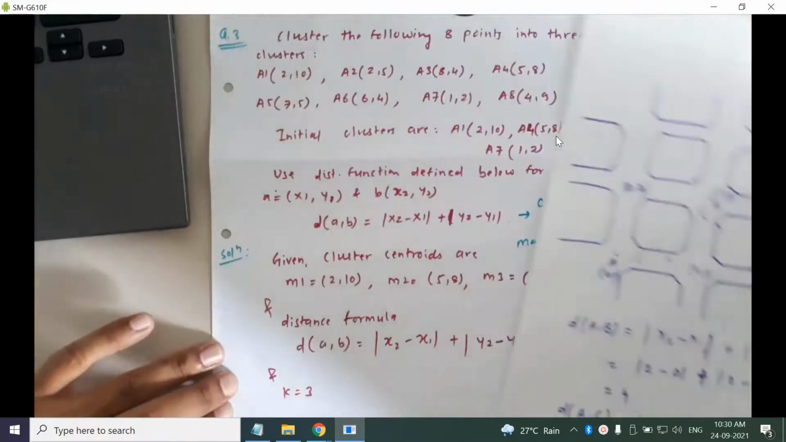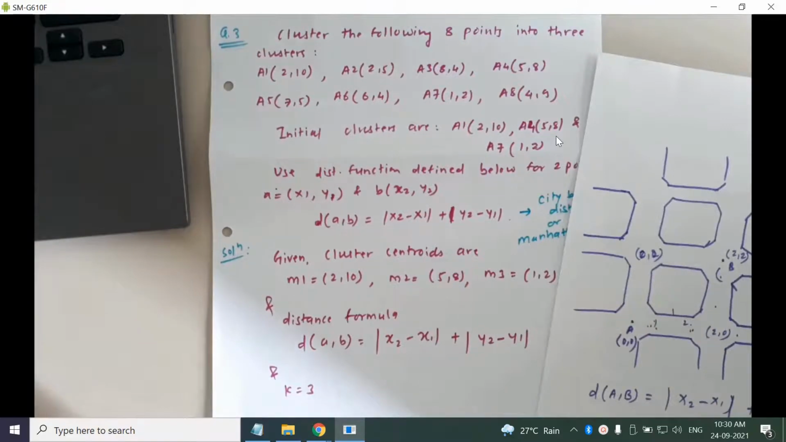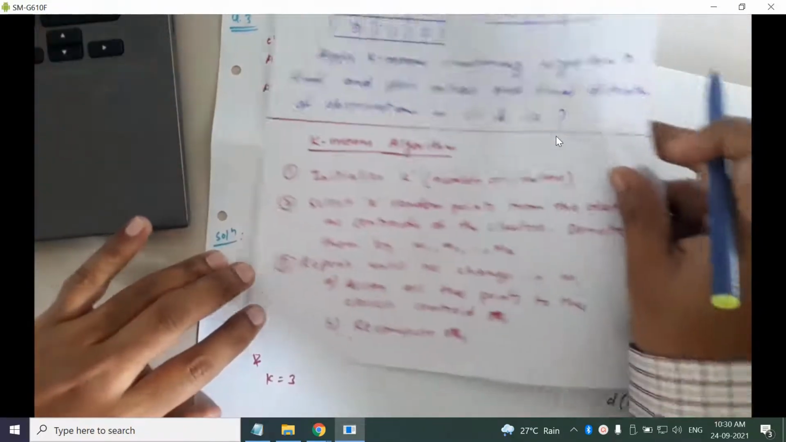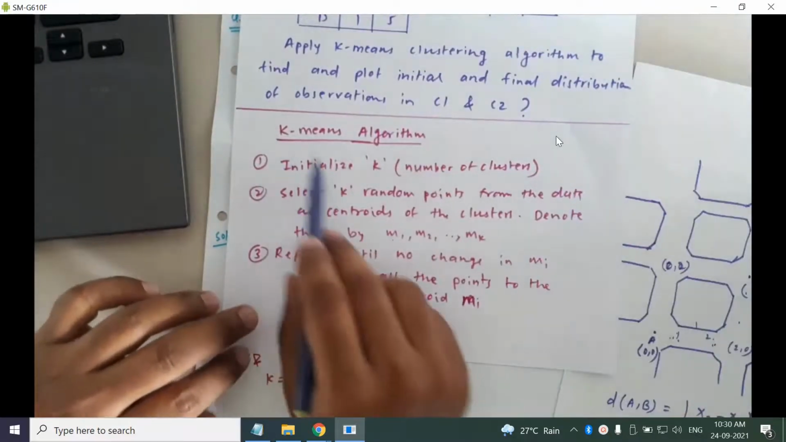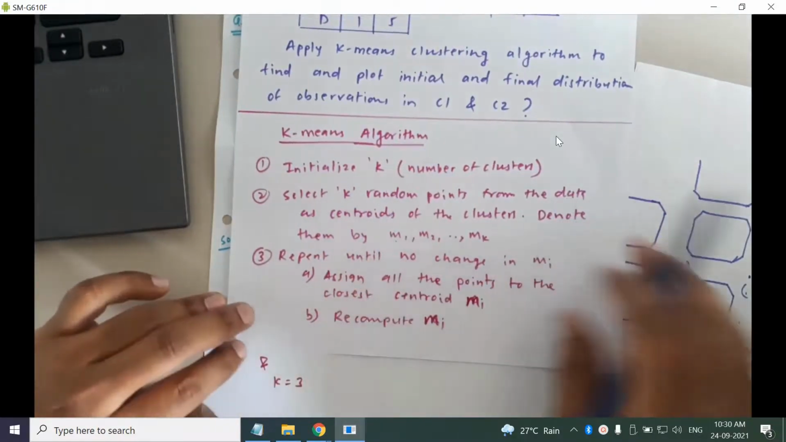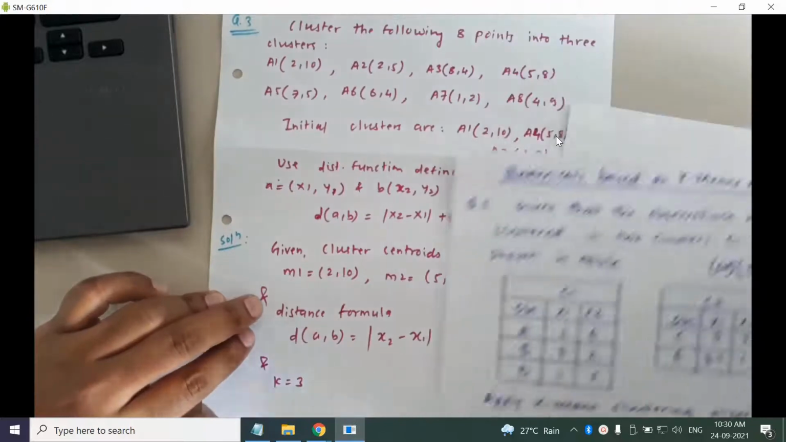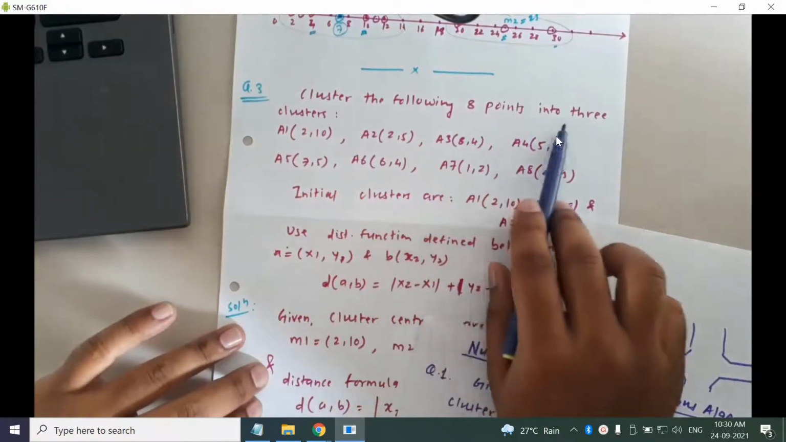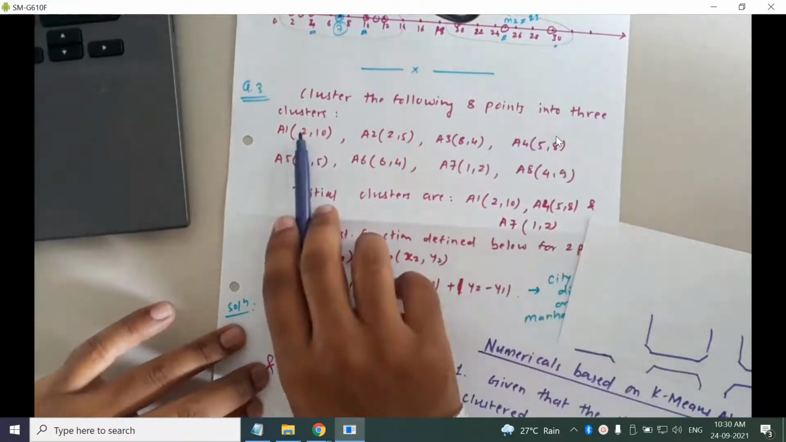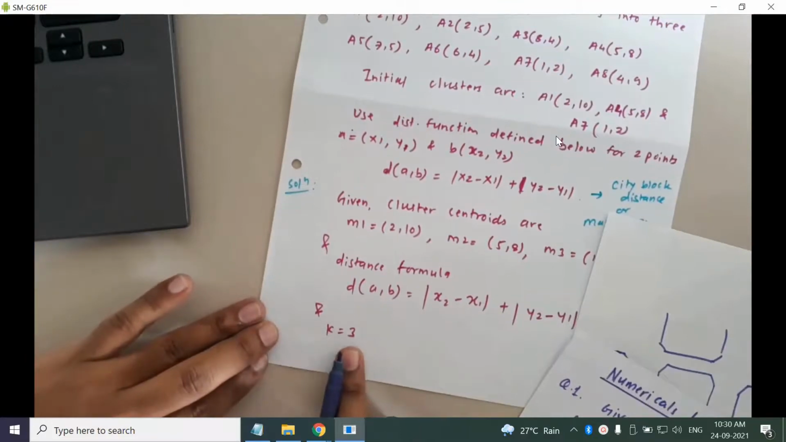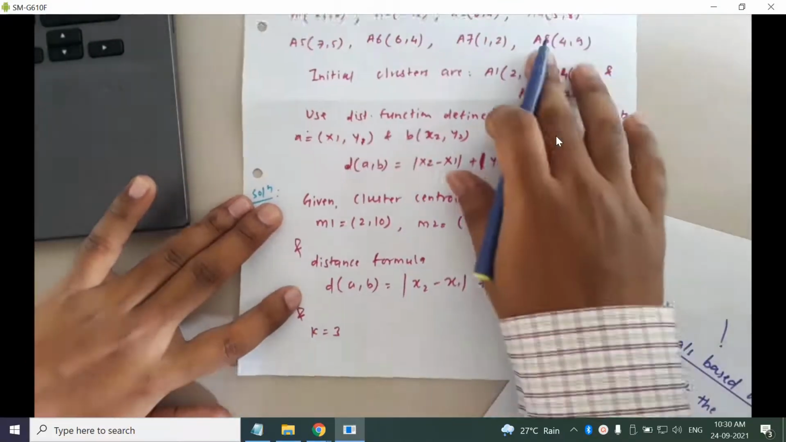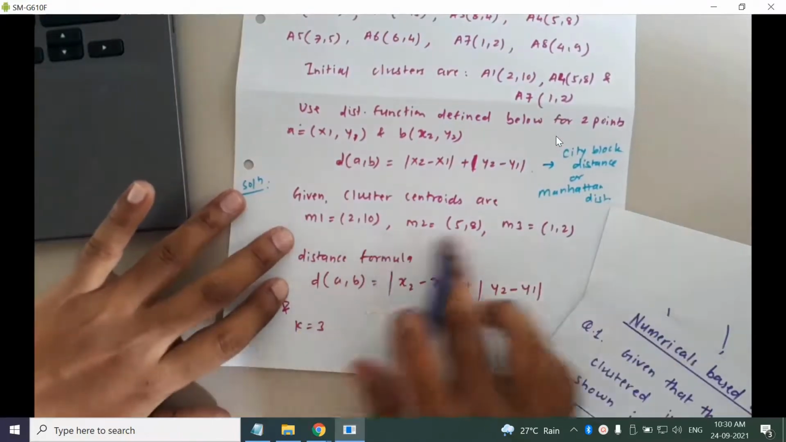Now just recall our K-means algorithm. You have to decide the value of K, and in the problem the K value is already given, because the question says cluster the following 8 points into 3 clusters. So K equals 3 is given. Distance formula is also given. Their initial centroids are also given.